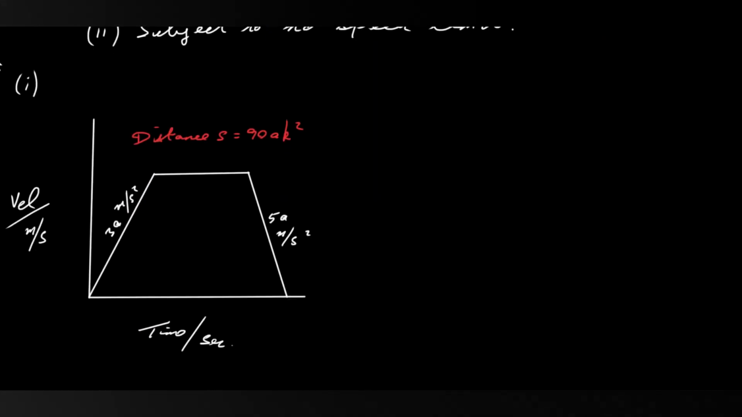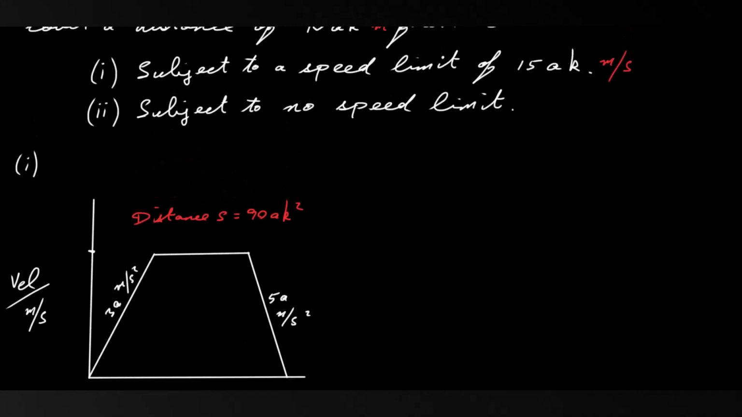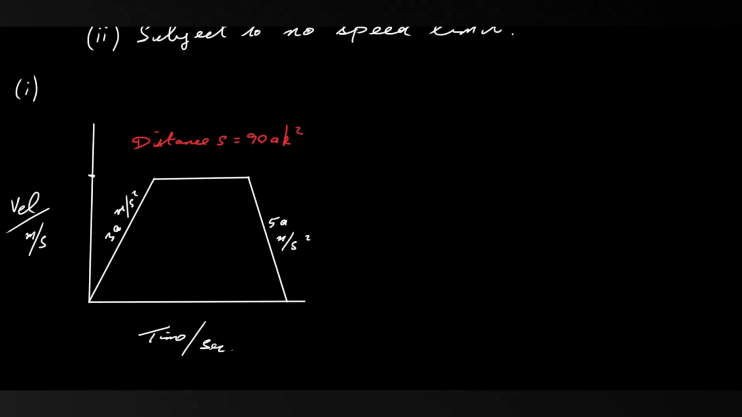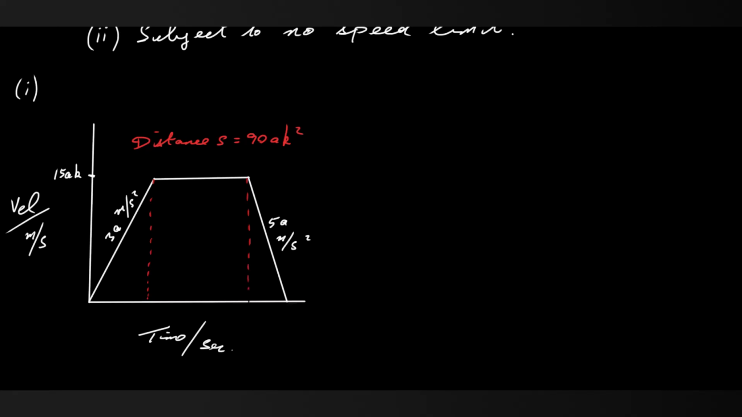So this is the diagram similar to the first one in the first question, but this time we have a speed limit of 15 ak. So this is 15 ak here. Again, I'm just going to divide this diagram up into 3 sections. So we have a triangle, a rectangle, and a triangle. So this is time 1, this is time 2, and this is time 3 here.